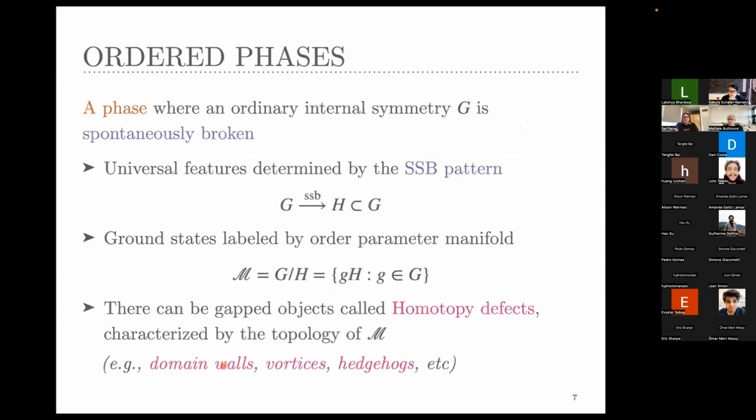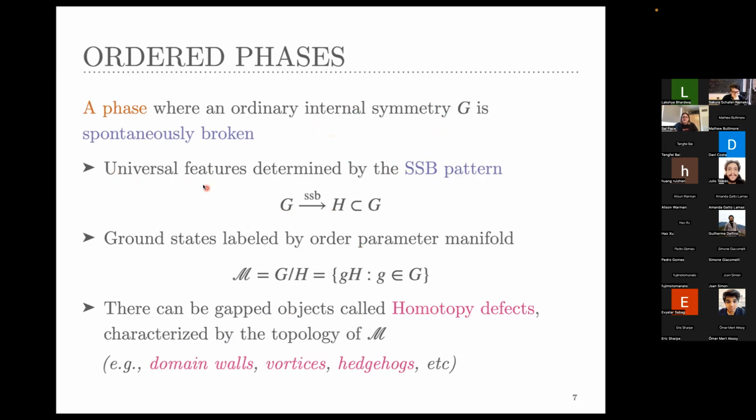So let's begin. So an ordered phase, just as a definition, is a phase where there's an ordinary internal symmetry G and it's spontaneously broken. Nothing fancy. It doesn't have to be an internal symmetry. For example, if you have a space-time symmetry spontaneously break, you can get things like crystals. But for the purpose of this talk, I really only want to restrict to internal symmetries. It's just simpler.